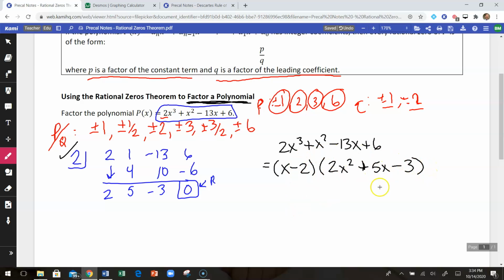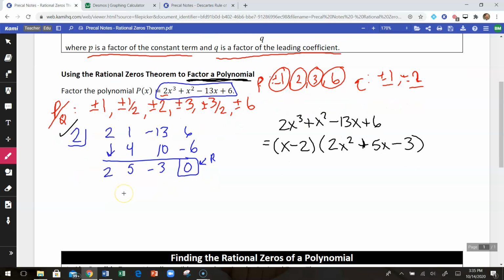And you want to keep doing this until you get to something that you are comfortable factoring, or you could keep going, possibly sometimes even further than that, to help you out. So I would be pretty comfortable factoring this thing that I have left, this 2x squared plus 5x minus 3. Some others may not, so you may want to continue to try numbers with synthetic division.